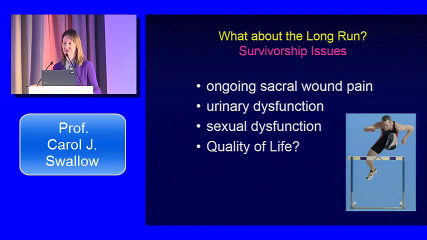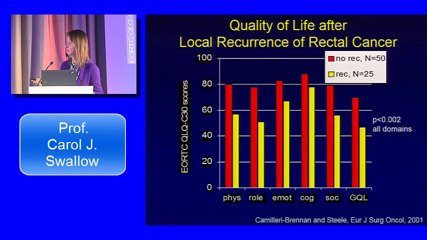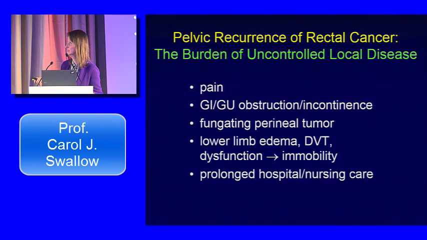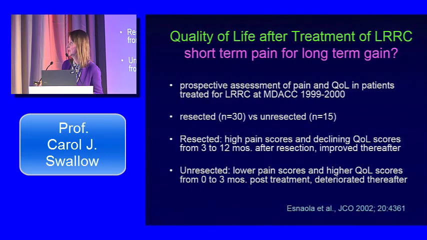Survivorship. So the patient gets out of the hospital, they don't have a recurrence of their cancer, but are they having a miserable life? So we know that having a recurrence of your rectal cancer has a worse quality of life than no recurrence of rectal cancer. That only makes sense. There are many bad symptoms that are associated with uncontrolled local disease, and we have to bear this in mind when comparing the quality of life after surgery.